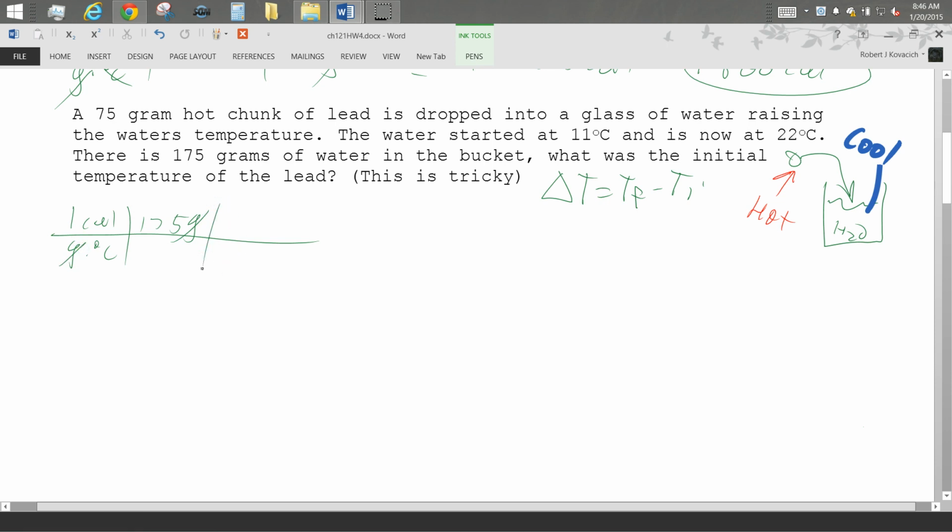So in this equation, what degree C do I care about? I only ever care about the change. When I'm talking about specific heat, the definition should be how hard or how easy it is to change something's temperature, and so I only ever care about the change. So it's at 11 and it goes to 22, so its change is 11. I'll put an 11 degrees Celsius up here and cancel that out. And then I've got 11 times 175, and it's 1,925 calories.